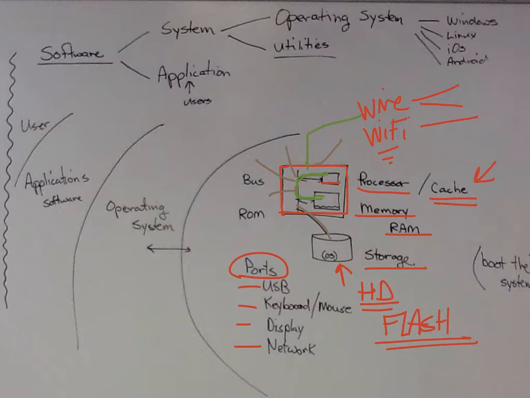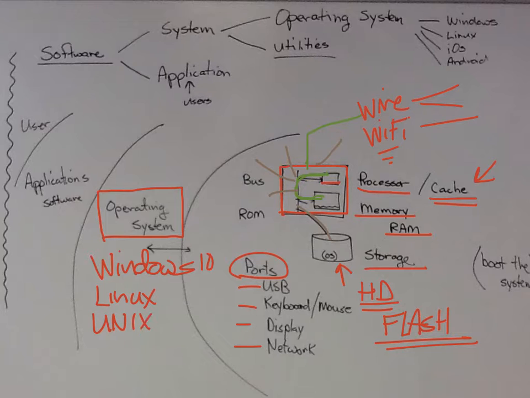What communicates to the hardware is the operating system. For example, Windows, made by Microsoft, they're up to Windows 10 now. Linux and Unix are operating systems. These happen to be open source. For the Macintosh, there's a Macintosh OS, Mac OS, which nowadays looks very much like Unix.